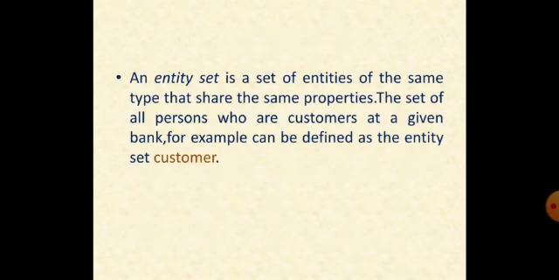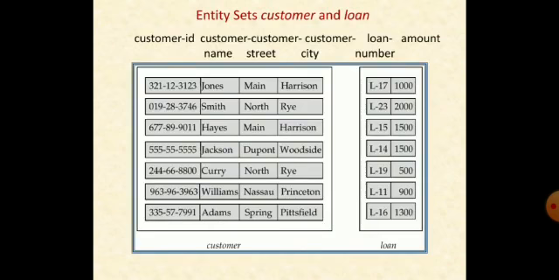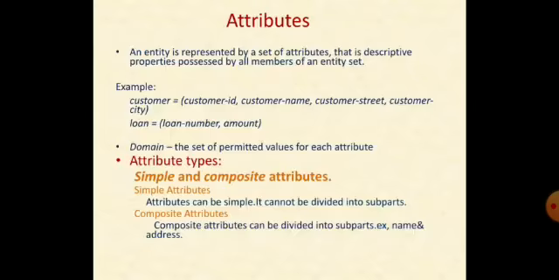An entity set is a set of entities of the same type that share the same properties. For example, the set of all persons who are customers at a given bank. This diagram explains the entity sets customer and loan. Here customer is an entity set, the set of all customers who have an account, and loan is also an entity set, the set of all loan numbers and amounts of loans taken. Customer is one separate entity set and loan is another entity set.